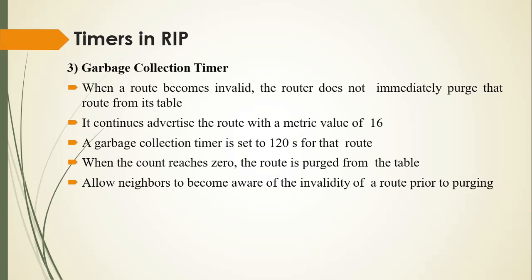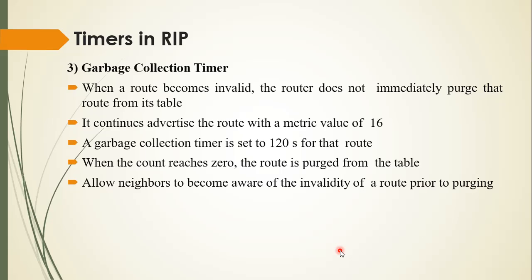Next is the garbage collection timer. When a route becomes invalid, the router does not immediately purge that route from its table. It continues to advertise the route with the metric value of 16. A garbage collection timer is set to 120 seconds for the route. When the counter reaches 0, the route is purged from the table. This allows neighbors to become aware of the invalidity of the route prior to purging.